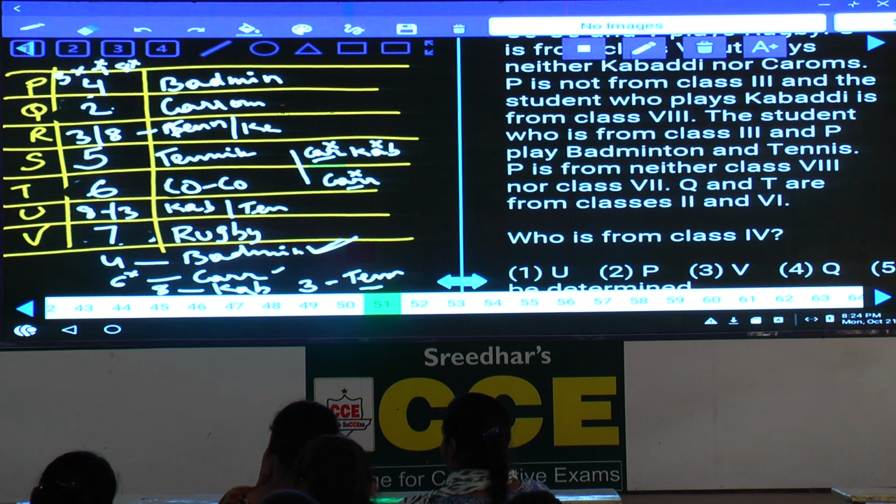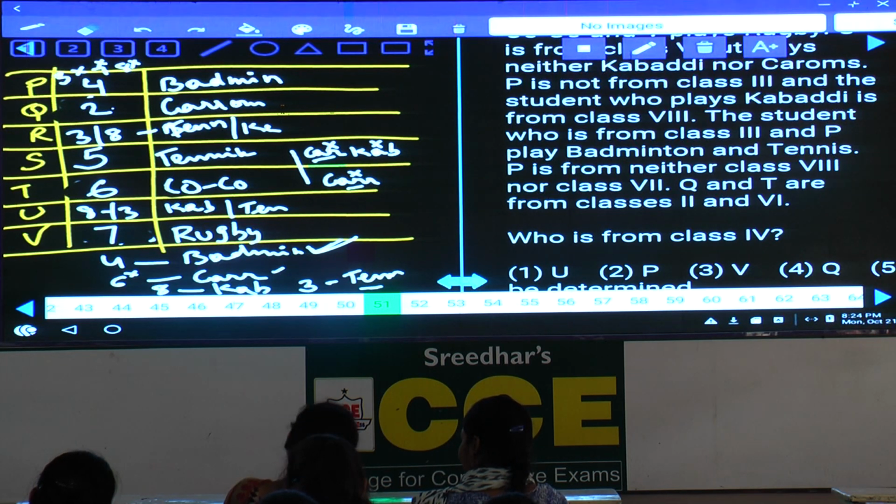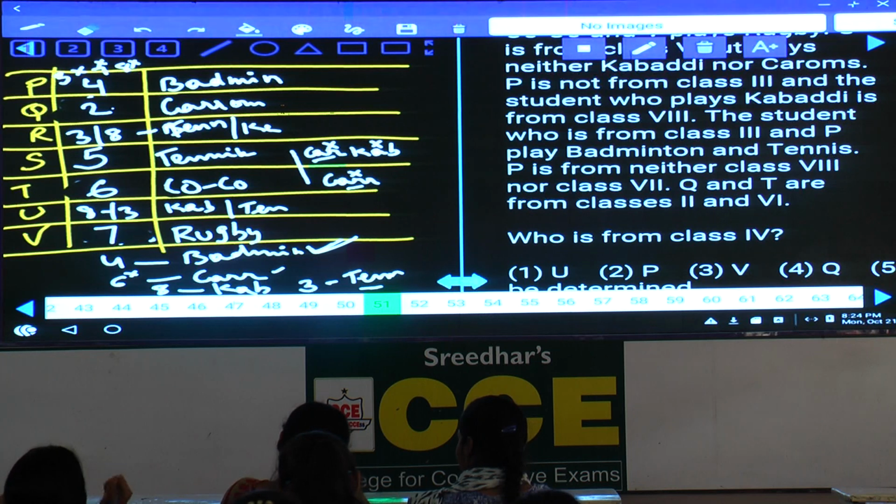The student who is from class 3 and P play badminton and tennis. Now 3 and this one. Now here in this one there is tennis, and who is playing tennis here? 7. Now tennis is 3.